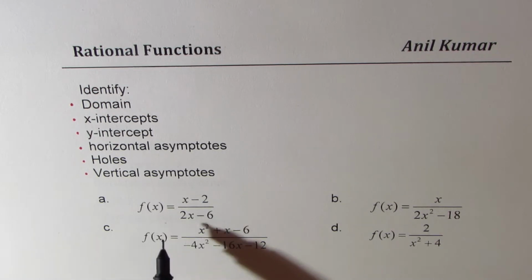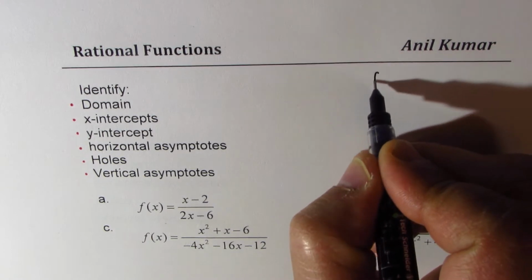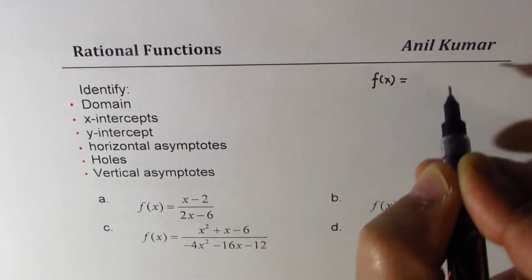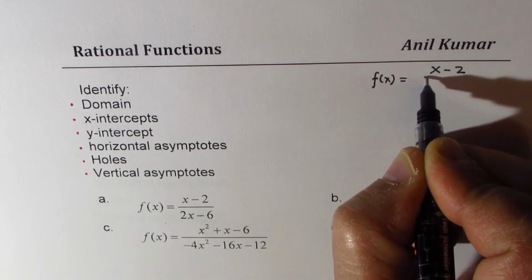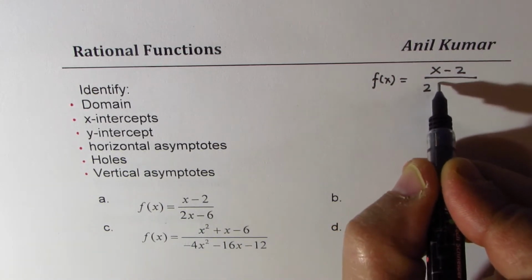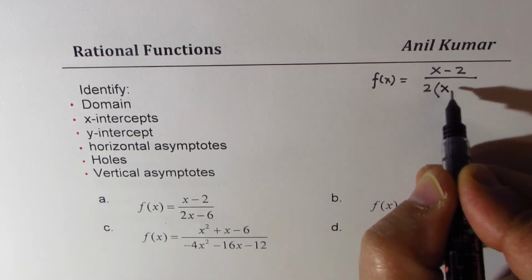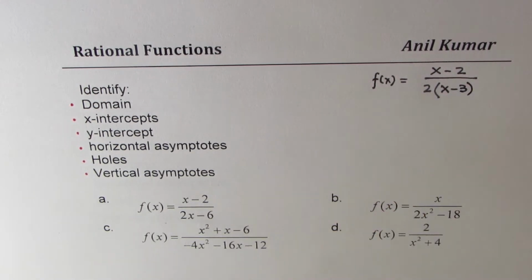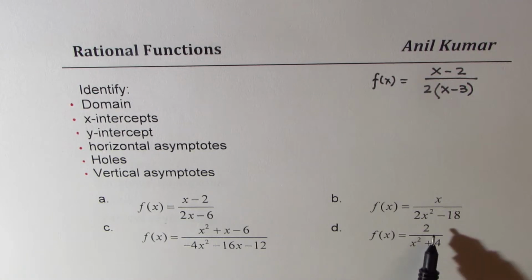So let's take up the very first one, which is f of x equal to x minus 2 over 2x minus 6. I'm taking 2 common, and then we'll write this as x minus 3, right? The other functions are f of x equals x over 2x squared minus 18, f of x equals x squared plus x minus 6 divided by minus 4x squared minus 16x minus 12, and f of x equals 2 over x squared plus 4.